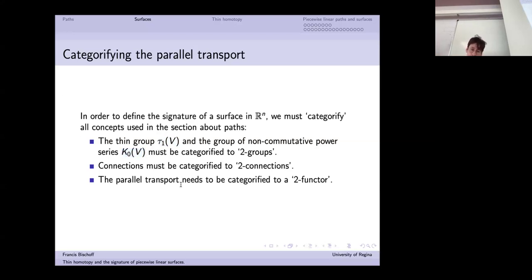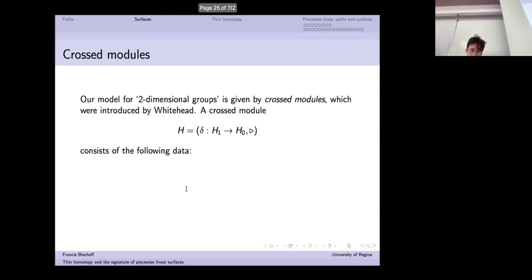Okay, so this is what I'll review now. So the first, well, what's the model of two-dimensional groups that I'm going to use? I'm going to use what's called a crossed module. So these were introduced actually in the 50s by Whitehead, and it's, I think, a very simple definition compared to other definitions of two groups, at least. So a crossed module, it has basically four pieces of data, H1, H0, delta, and this little triangle. So I'm going to go through each of them in turn.